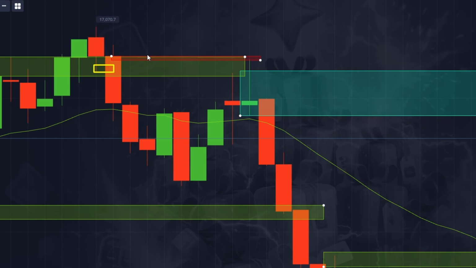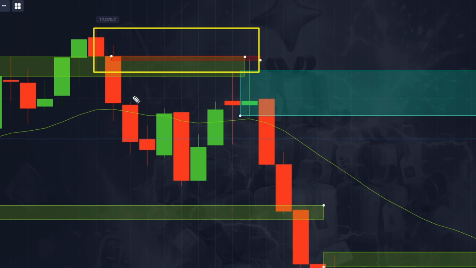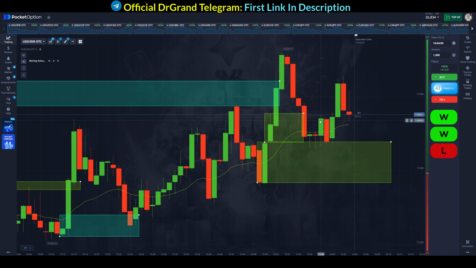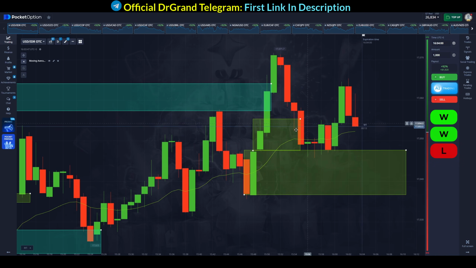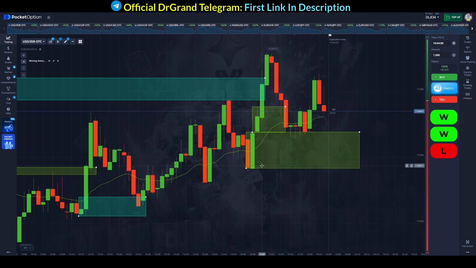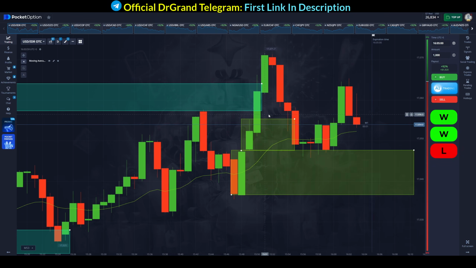Again here, order block, fair value gap, right? Again, the trade that I took at the beginning of the video, this is the first order block, second order block, right? So how do we know which one is going to work? There's no way we can know which one is going to work. We just need to take our setup.